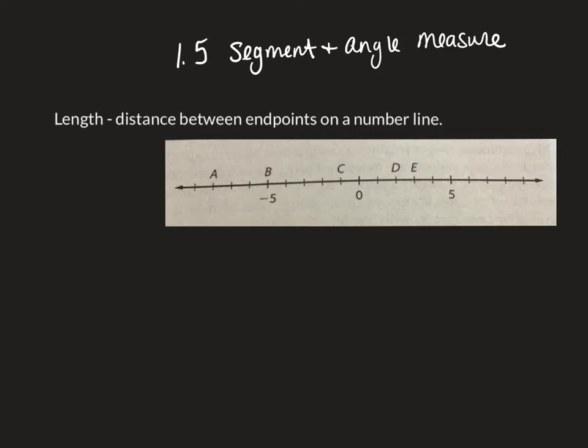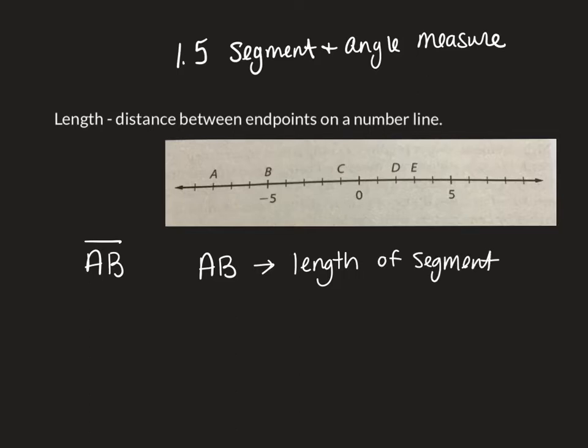So when we're talking about the length of a segment, let's say we want to talk about segment AB. If we're talking about its length, you just write AB without the line over it. That means it's the length of that particular segment. So it's important that when you're talking about the segment itself, you use this notation with the bar over it, because without the bar, you're specifically talking about the length.